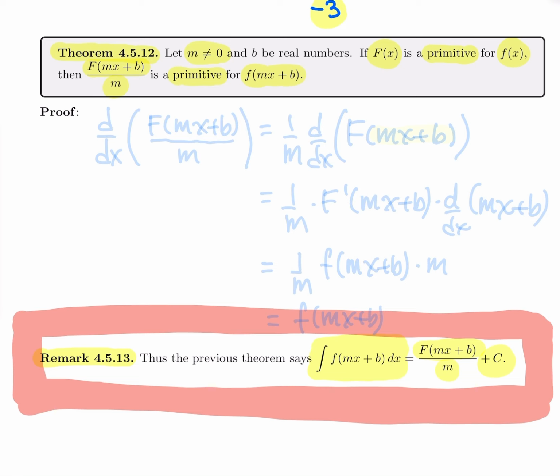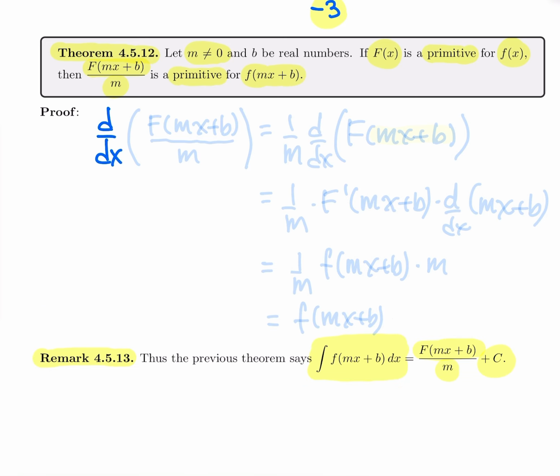Again, if you want the proof, it's not super important, but just in case you care. Let's show that this is indeed the primitive. We want to compute the derivative of big F at mx plus b over m. Remember, m is just a coefficient, so I can take the coefficient outside. It's 1 over m times the derivative of big F at mx plus b.